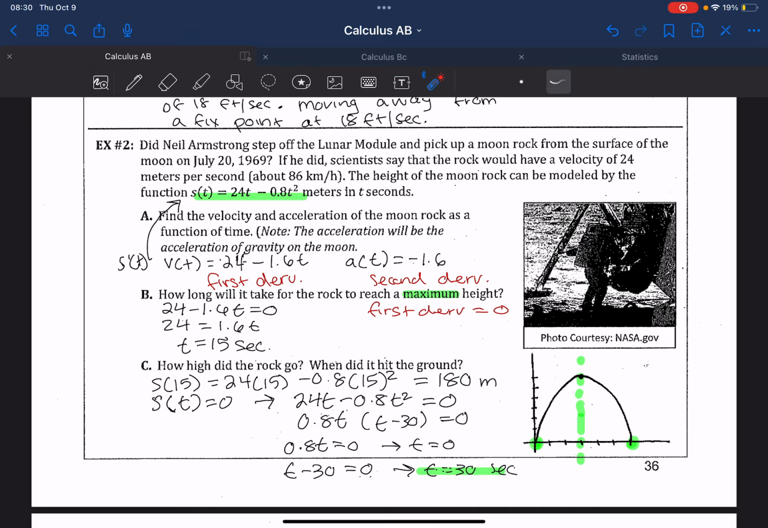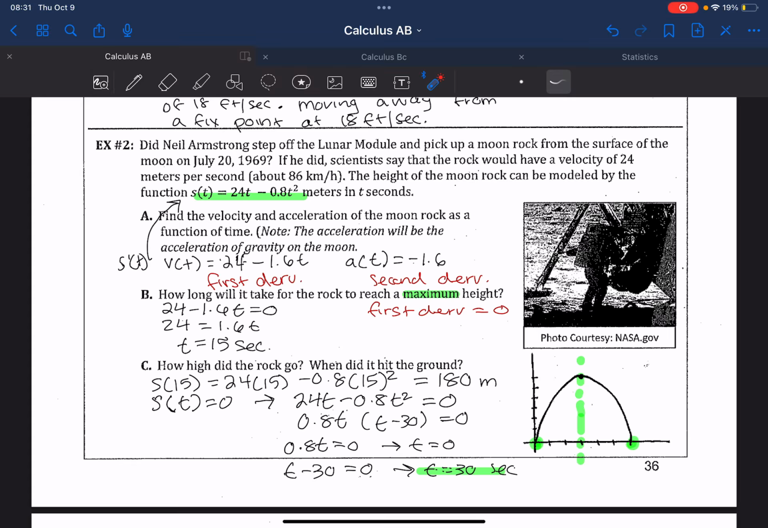So when it says, how long will it take for the rock to reach a maximum height? Well, that is when we have velocity equal to 0. So I set this first derivative equal to 0 and get t is equal to 15 seconds at our maximum height. And then it says, how high did the rock go? Well, in order to see how high it went, that's when I look back at my position function. And I plug in the 15 seconds that I originally got, and then I get that the rock went up to 180 meters.